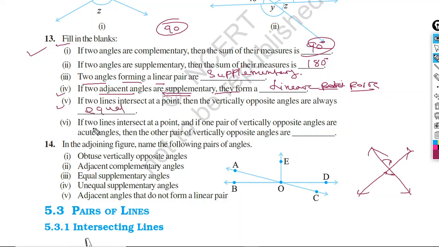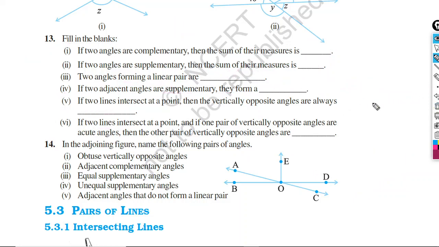If two lines intersect at a point and if one pair of vertically opposite angles are acute angles, very nice question, then the other pair of vertically opposite angles are dash. Now look at it again. If two lines are intersecting each other at a point, suppose at this point O, then one pair of vertically opposite angles are acute.